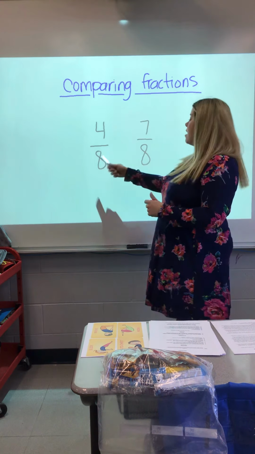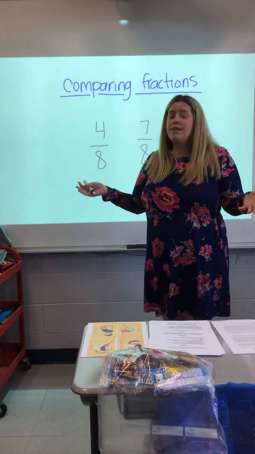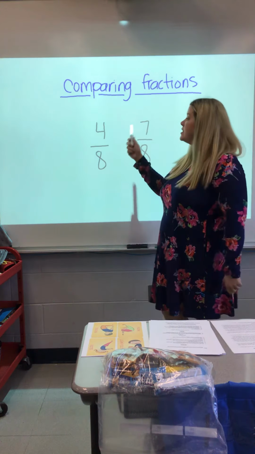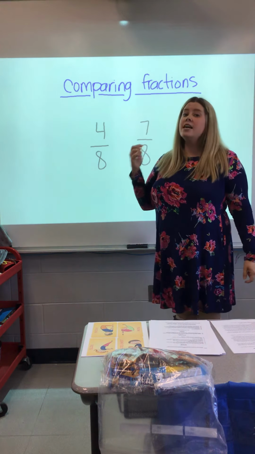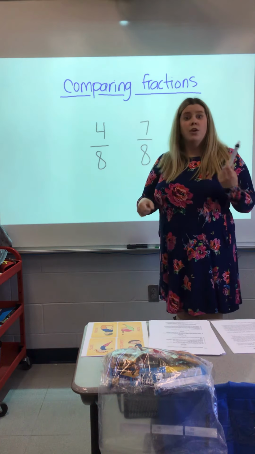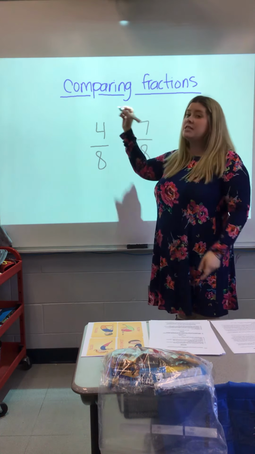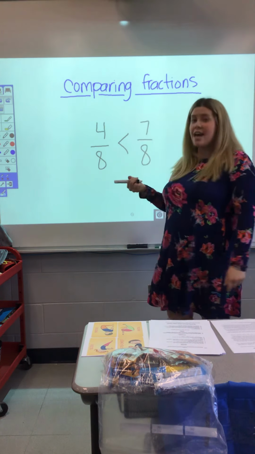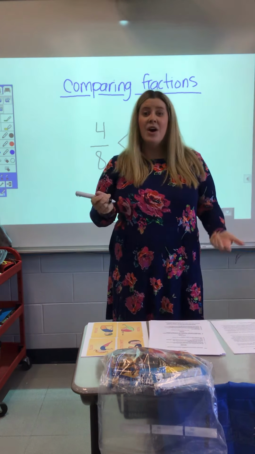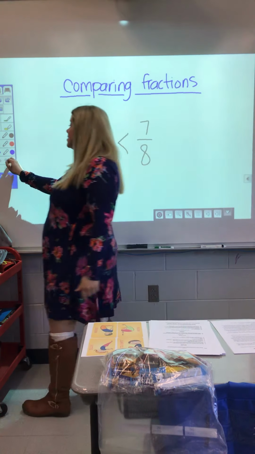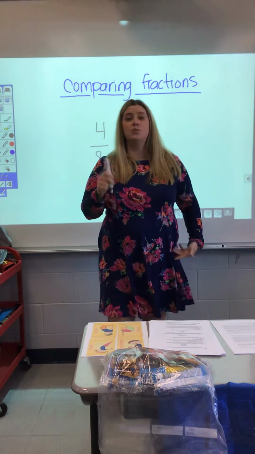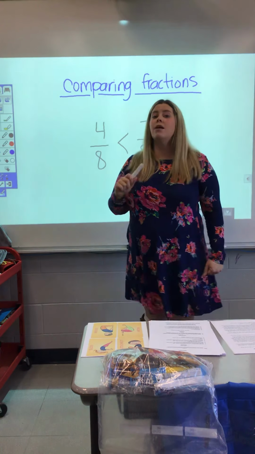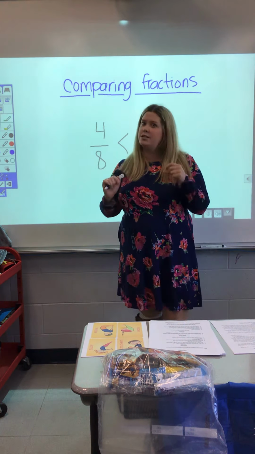Okay, so my denominators are the same. I don't even need to go any further than that. Let's just look at my numerators. Is 4 greater than, less than, or equal to 7? Right, it's less than, so that means 4/8 is less than 7/8. Did you get that right? Hopefully. Okay, so that's comparing fractions with a like denominator. That means the same. But now I want to talk about comparing fractions that have different denominators.